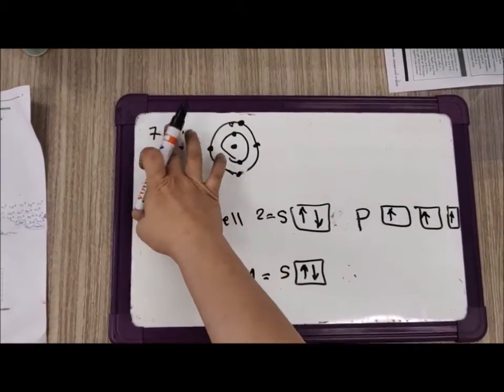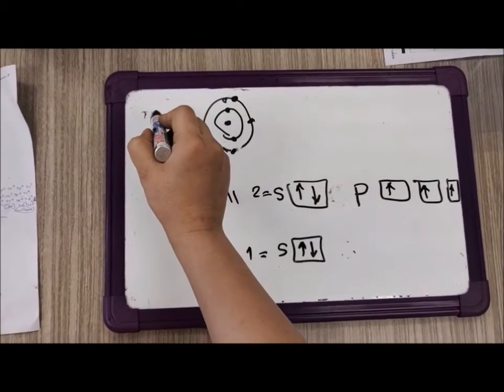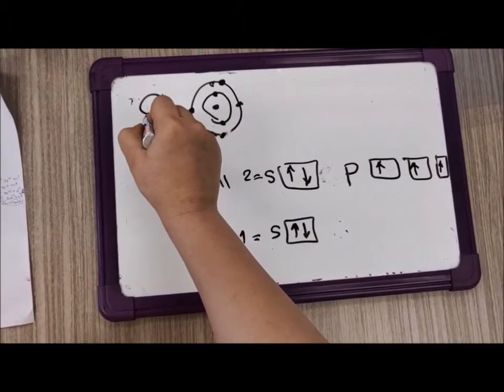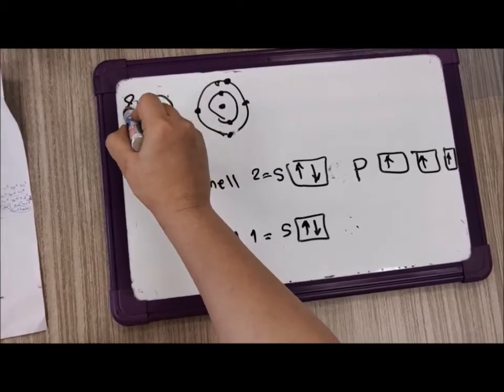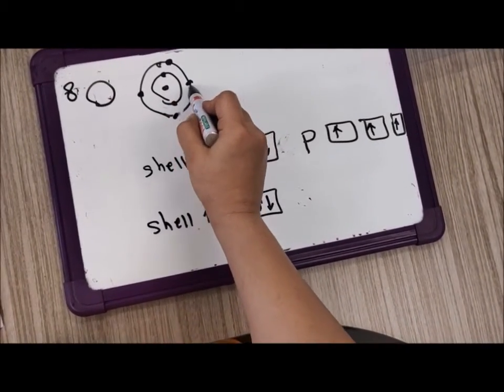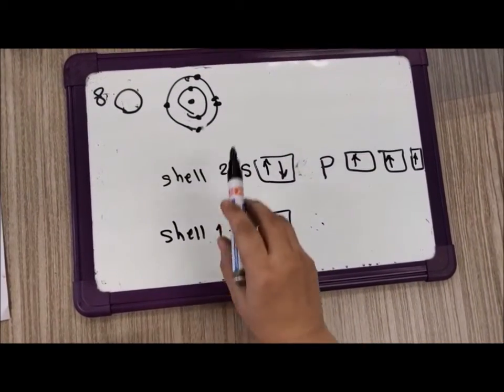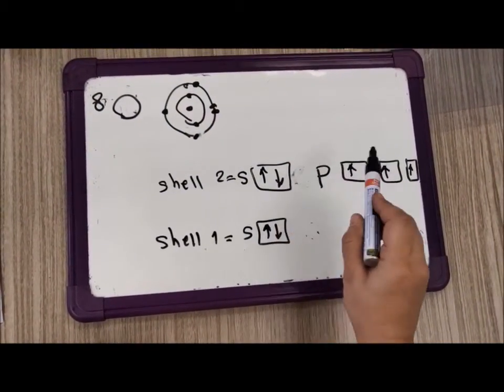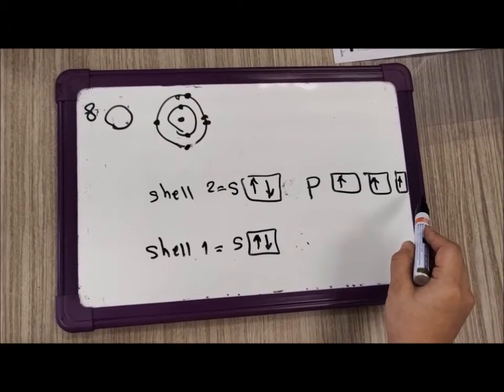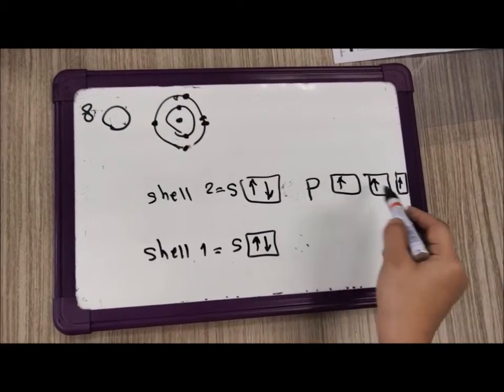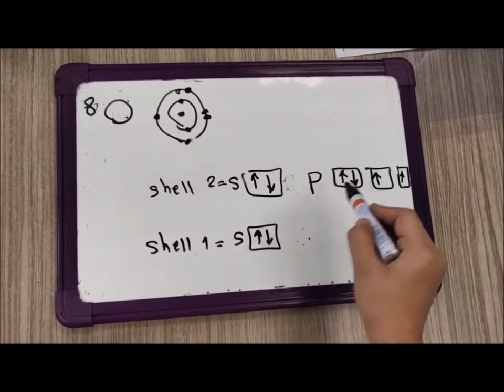It means it's half full. So the next element is oxygen, which has 8 electrons. So we put another electron here, and it becomes 8. It has 2 shells, as you can see. But one more electron: 1, 2, 3, 4, 5, 6, 7, 8. Where should I put it? I have to start pairing them up. So I put it here in the first box of the p.